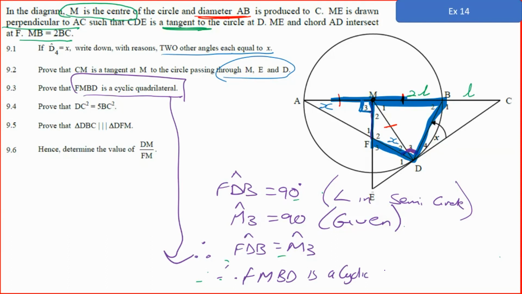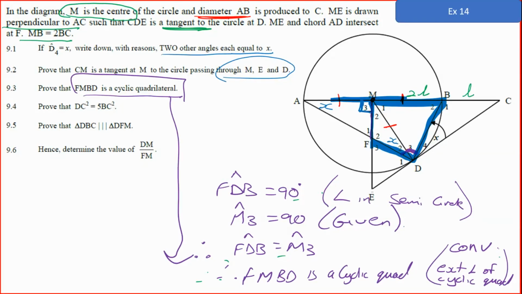And why is it a cyclic quad? We just proved the exterior angle of a cyclic quad, but we're using the reverse. There's no circle, so we say converse in front of it. Converse. All right. Are you happy with that? Yes.